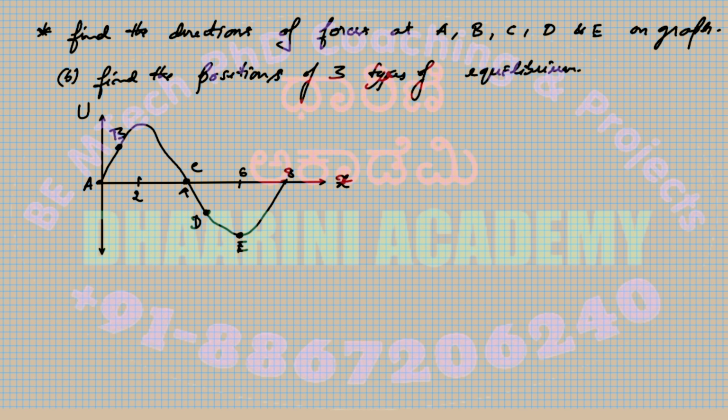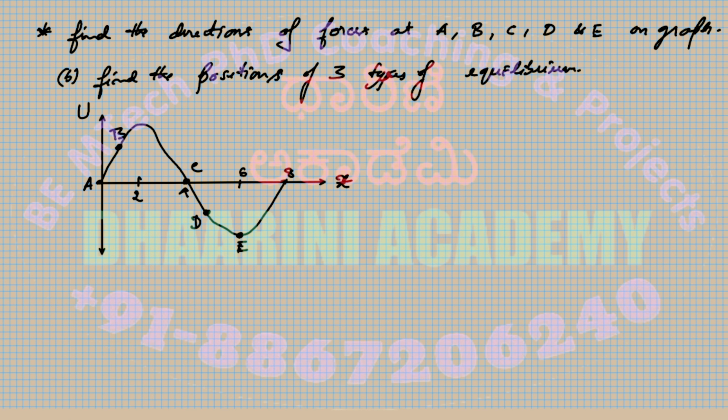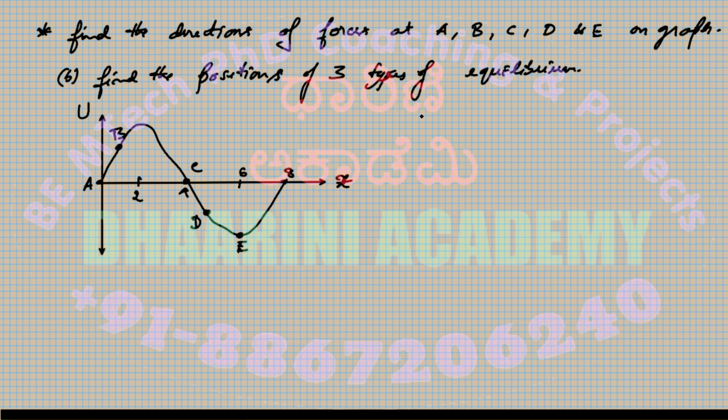Right, so I need to identify the direction of the forces at a particular point. I know that the force is equal to minus du by dx, so it's a negative of the slope of the u-x graph. Let me write that point very clearly. So I want to find what is F. F is equal to minus du by dx, which is nothing but the negative of the slope of the u-x curve.